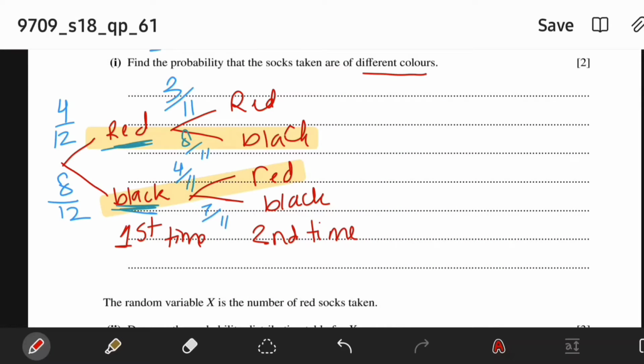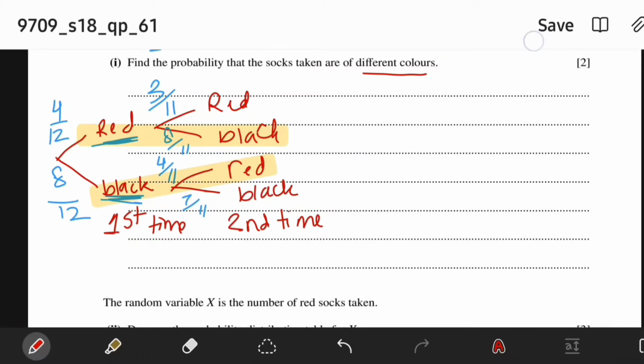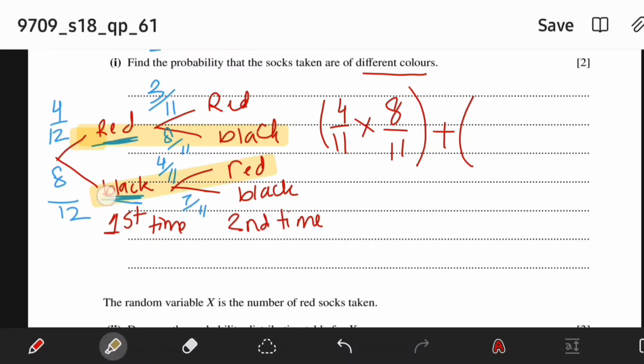Forming an equation. The first one, red, which is 4 over 11 into, remember when they belong to the same branch, this is the same branch, they would always be multiplied. So 4 over 12 into 8 over 11 plus, and when you are calculating probability for 2 different branches, then they would be added, right? So black 8 over 12 and red 4 over 11.